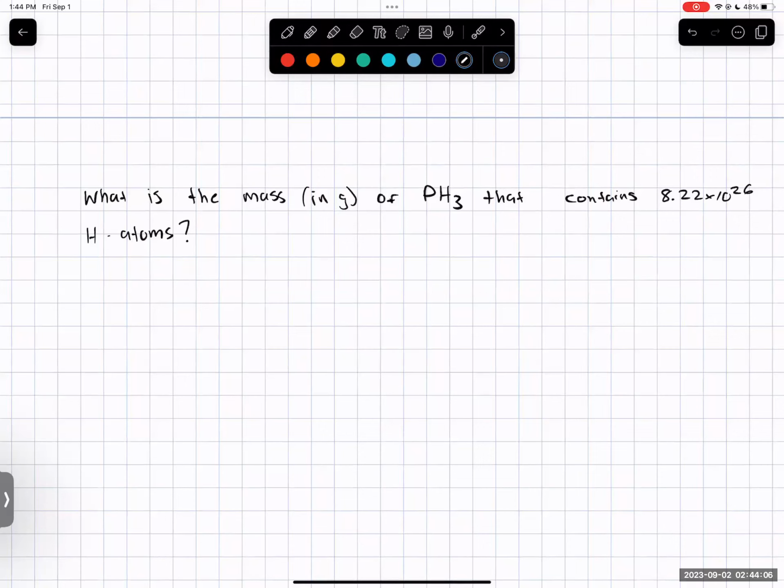That's a P. Are you making fun of my P's? What's the question, sorry? It's up there. Oh, so what is the name of the compound? PH3.